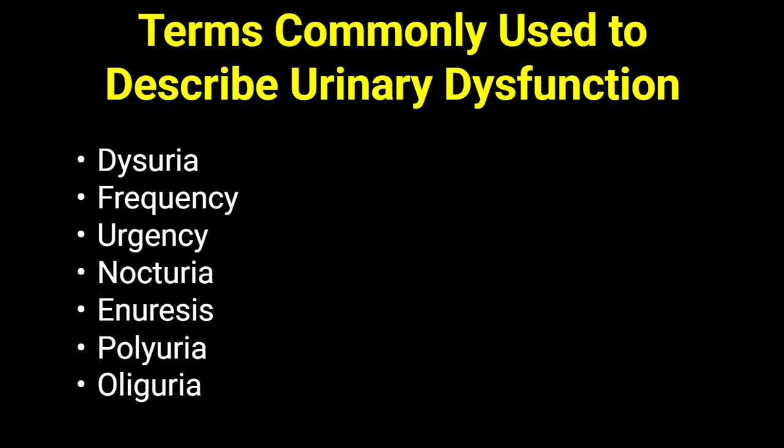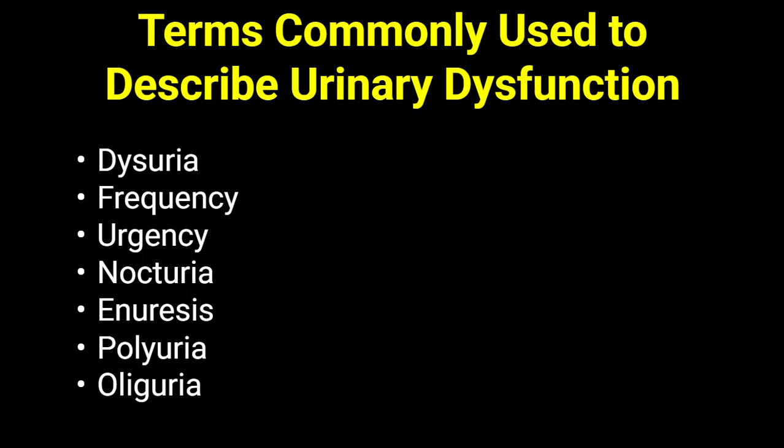Frequency means urinating more often than normal, often in small amounts. Urgency is the sudden, strong urge to urinate that is difficult to delay. Nocturia is waking during the night to urinate. Although common in adults, it is less common in children and may indicate an underlying problem. Enuresis is involuntary urination after the age when bladder control is expected, most commonly nighttime bedwetting.